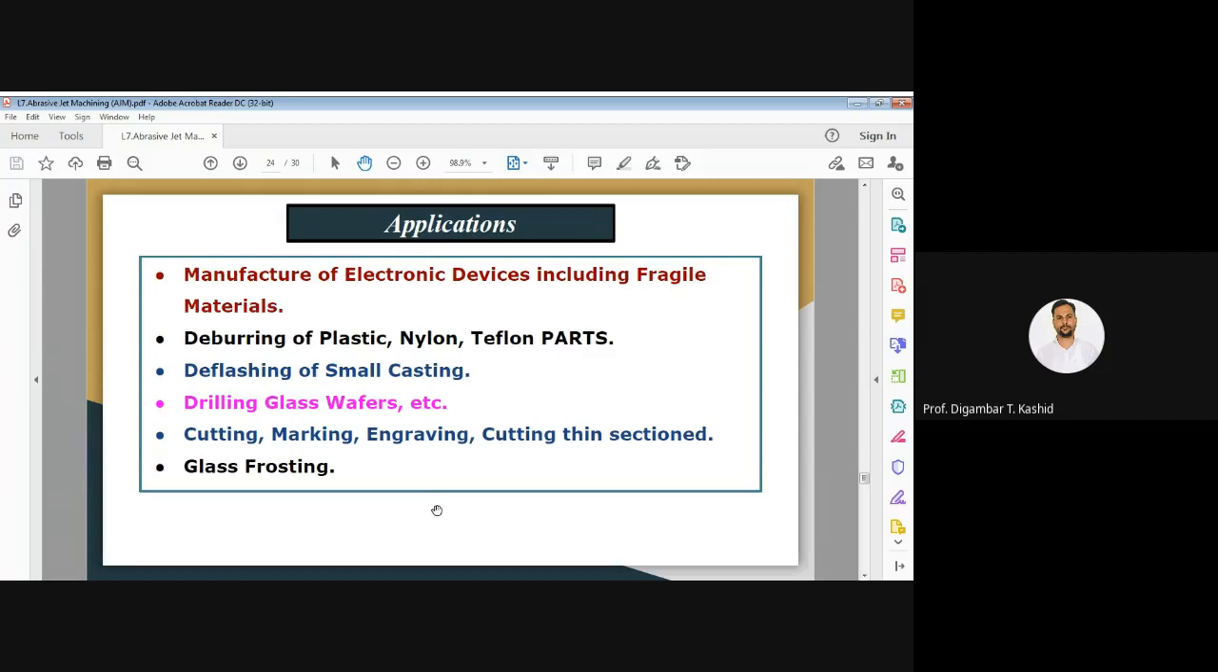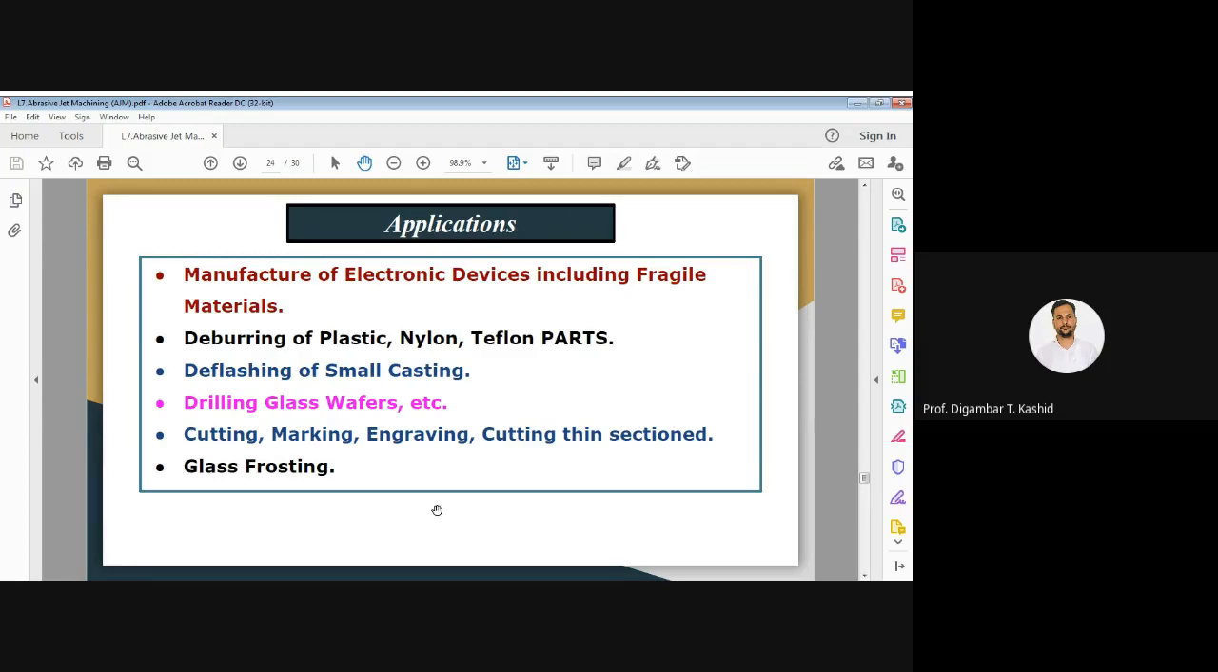Again, deflashing of small castings. The excess material which is not useful after you have done the casting can be deflashed or cut with the help of this abrasive jet machining process. It is called deflashing. Then this process can be used for drilling of glass wafers. So drilling of glass wafers can be done using this process.